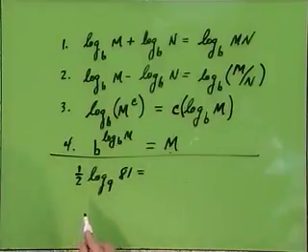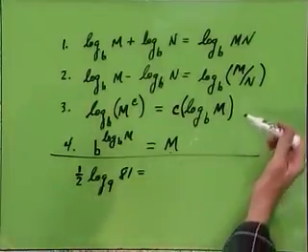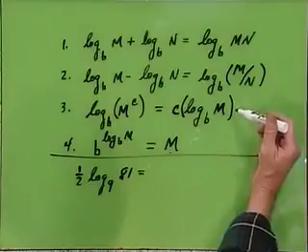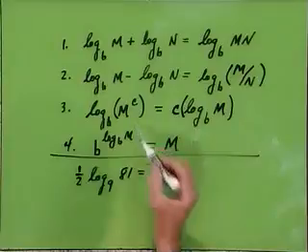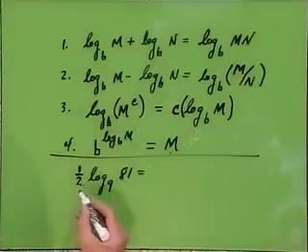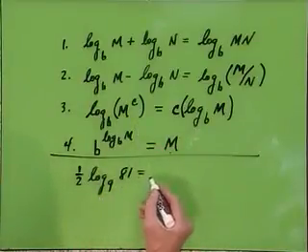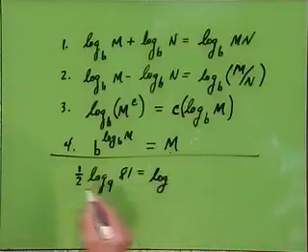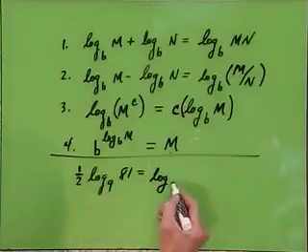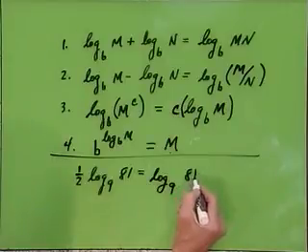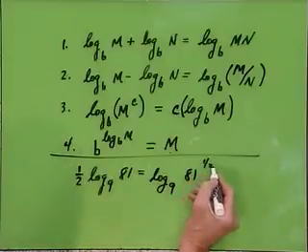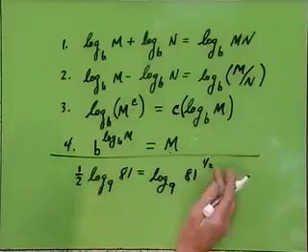Well, let's see. There are several ways I could work this, but I'm thinking let's use law number 3 that says if there's a coefficient, you can bring it in, but it'll be an exponent. So if I bring in the 1/2, how would I rewrite this as a logarithm with the 1/2 inside? Log base 9 of 81 raised to the 1/2. Yeah, exactly. Now, what does the 1/2 power mean? Square root. Take a square root.